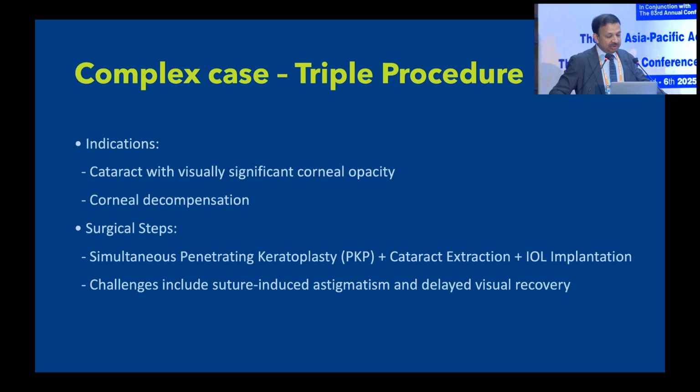So a triple procedure, or when do you do a combined corneal surgery? When the opacity is very dense or already the endothelial function is compromised, then I think it's better that you go ahead and combine the surgery. There have been instances where if the cataract is early and not too dense, you can do the corneal surgery first, wait for the readings to stabilize, and then do the cataract surgery at a later date.